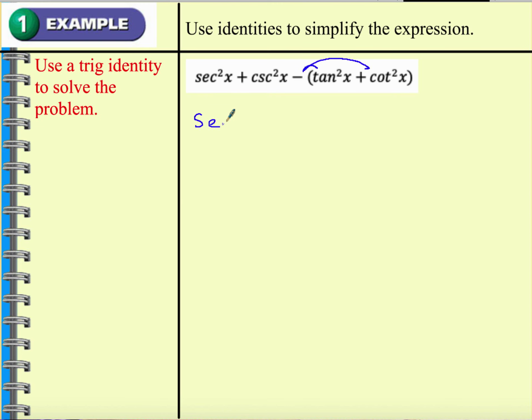So I get secant squared plus cosecant squared minus tangent squared, minus cotangent squared. And I say this every time, but do not forget to distribute that minus sign to the second term inside your parentheses. You don't want to get it wrong because of a negative. So at this point now, I'm thinking maybe there's going to be a good Pythagorean identity that I could use. So let's go back to our Pythagorean identities page and see what we've got.